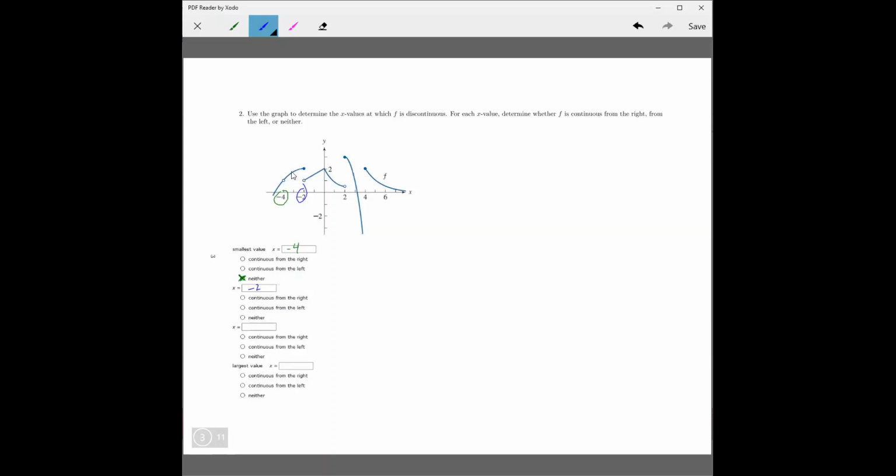The next one is at -2. As you come in, the function converges to 2. The limit is 2 and the function value is 2, so it's continuous from the left. It's not continuous from the right, because from the right it's going to 1, but the function value is 2, so that doesn't match up.